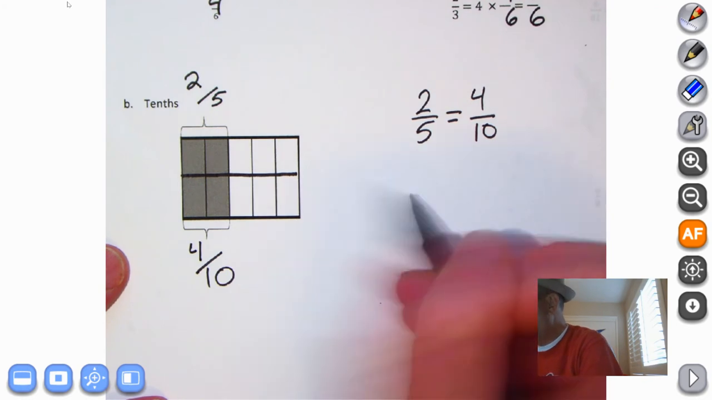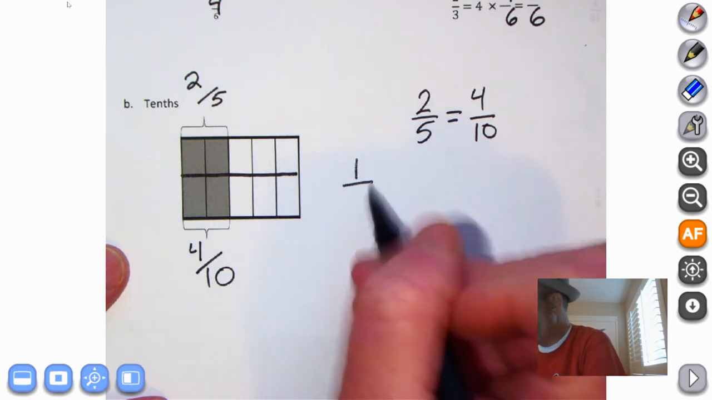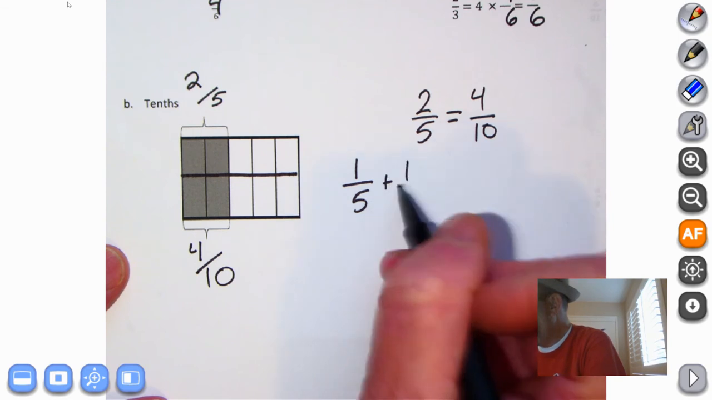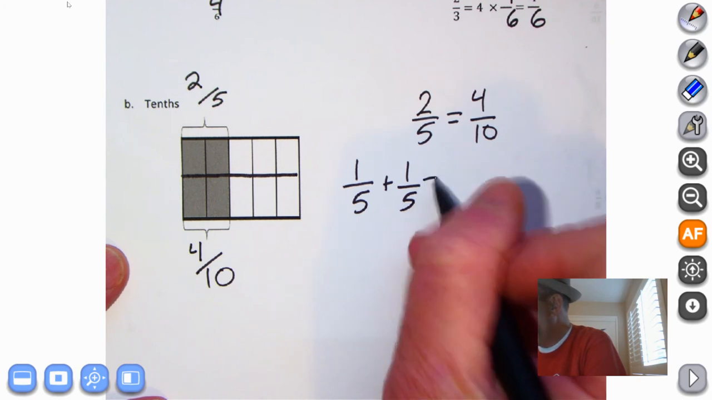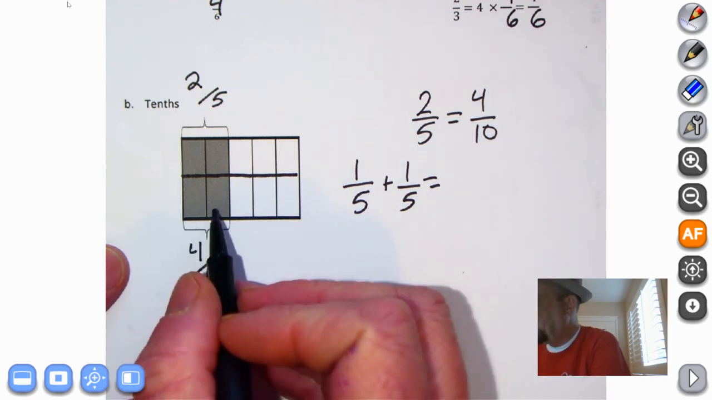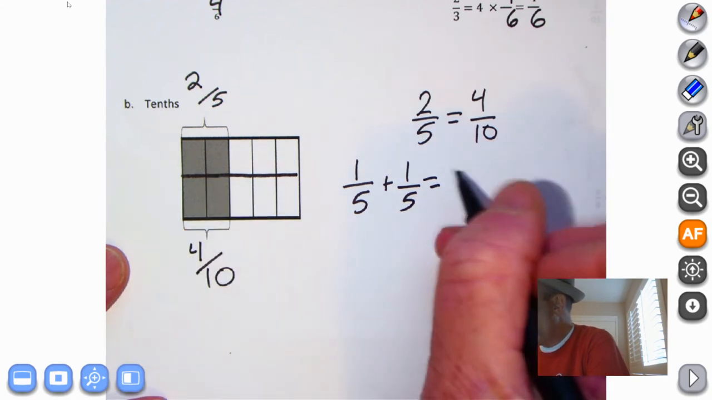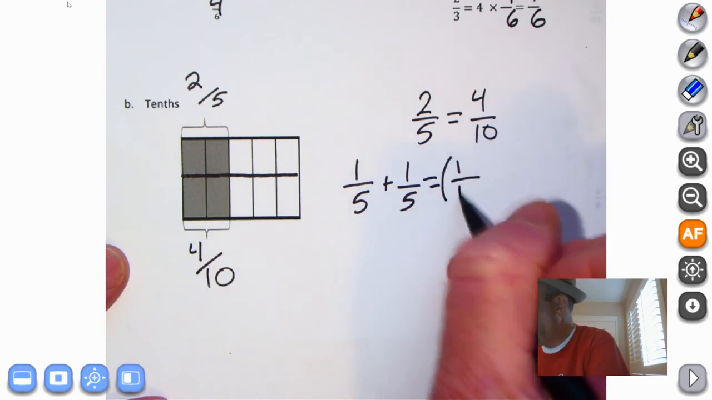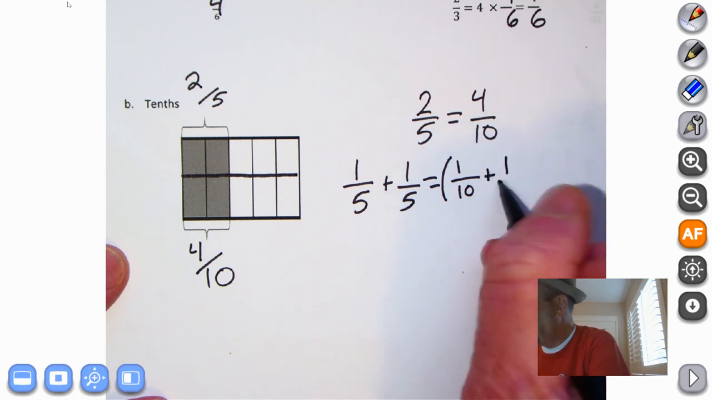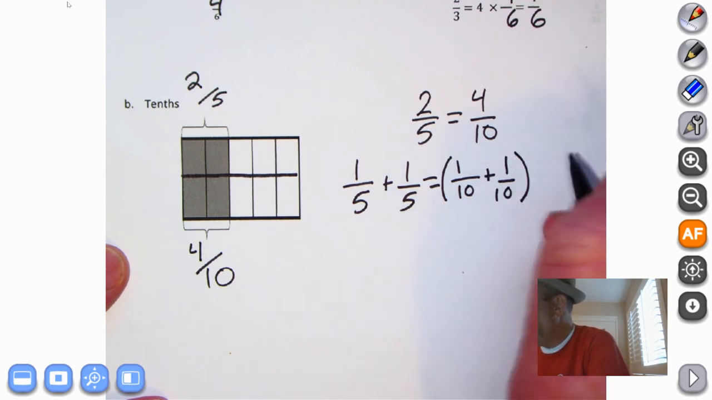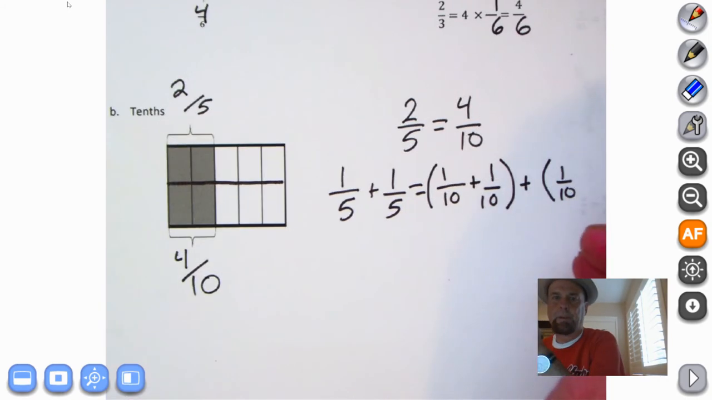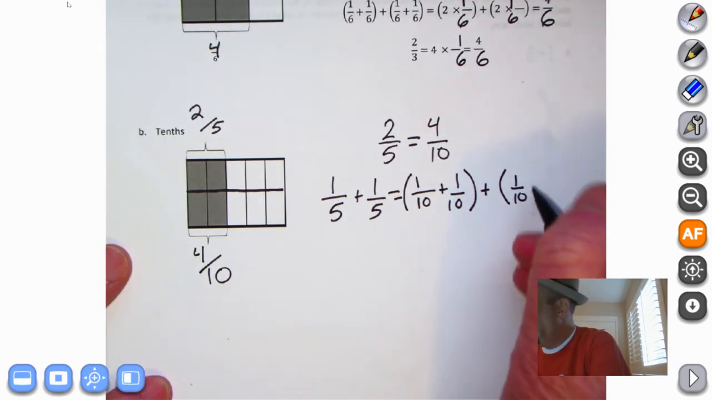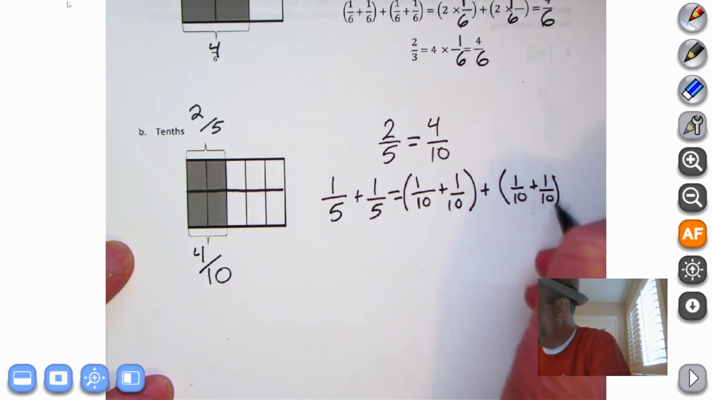So I can see originally I had 1/5 plus 1/5, right? That's what this originally was. What is it going to equal? Well, here's 1 out of 10, 1 out of 10, 1 out of 10, 1 out of 10. It would equal 1/10, whoops, parentheses, plus 1/10, parentheses, plus parentheses, 1/10. Going to run out of room. Plus 1/10, which does in fact equal 4/10, right?